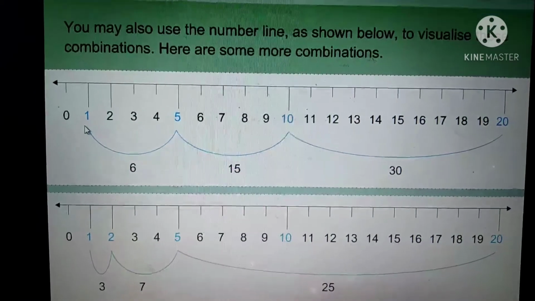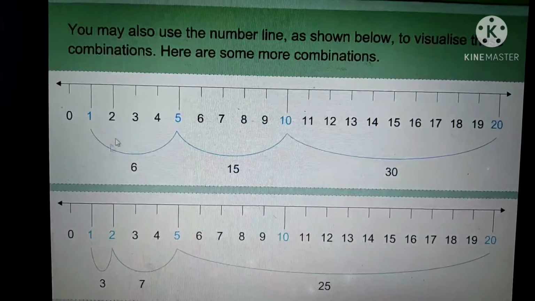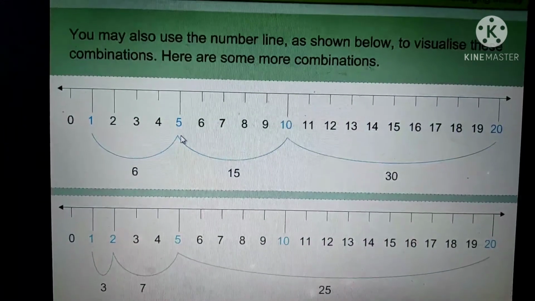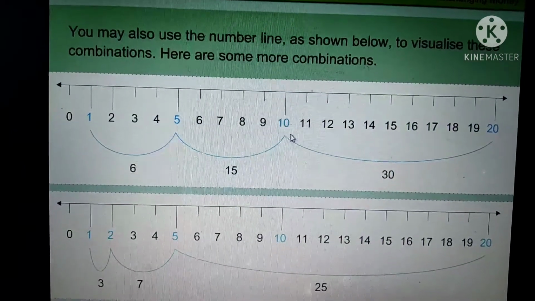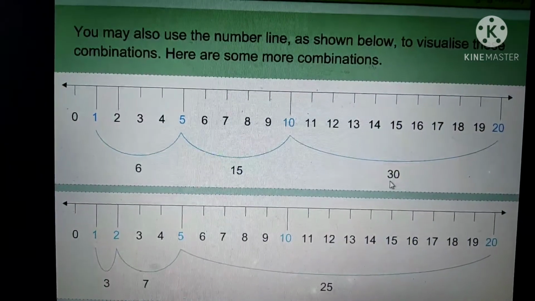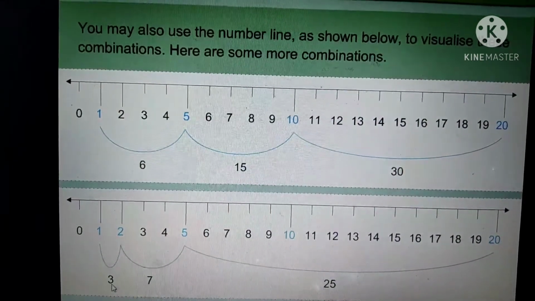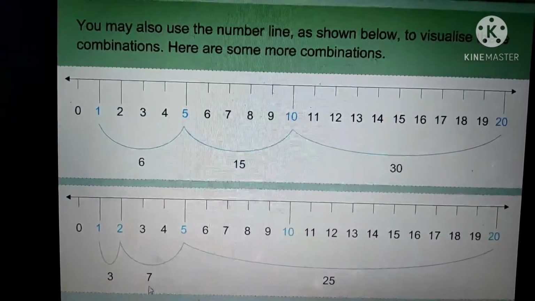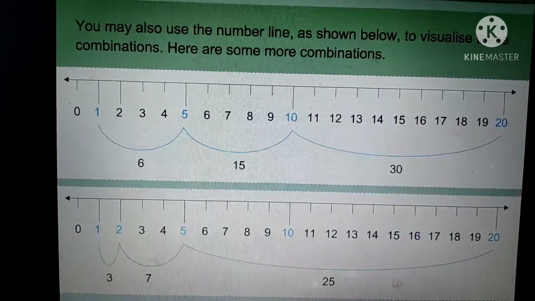Let's see some more combinations on the number line. 1 rupee coin plus 5 rupees coin means 6 rupees. 5 rupees coin plus 10 is equal to 15 rupees. 10 plus 20 is equal to 30 rupees. Then 1 rupee plus 2 rupees is 3 rupees. 2 plus 5 is 7 rupees. 5 plus 20 is 25 rupees.